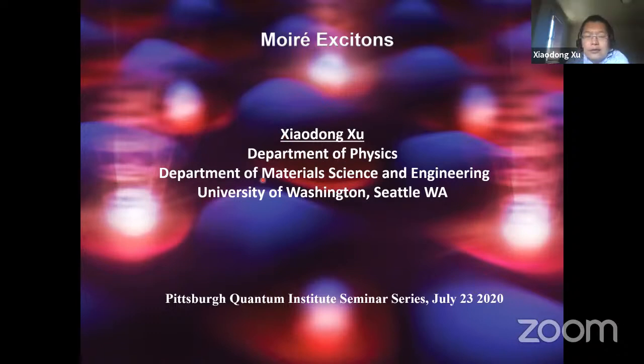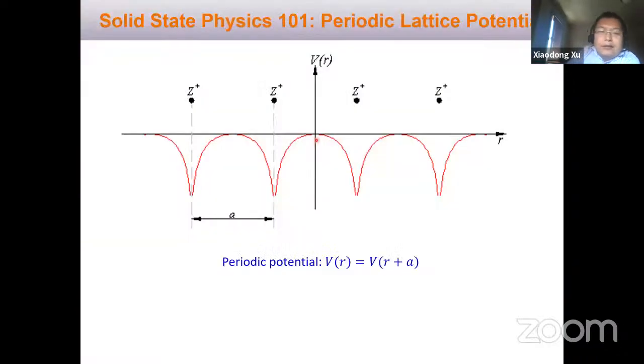Thank you for the invitation. And today I'm going to talk about one of my favorite topics, Moiré excitons. Before I go into the talk, I just want to motivate a little bit about why we work on this. So in solid-state systems, we all know the crystals are formed by arrays of atoms in these periodic structures. Here I show you the simplest example, a 1D atomic lattice.